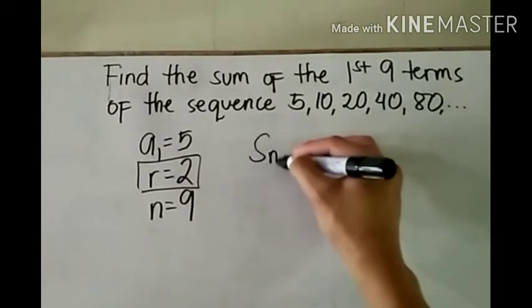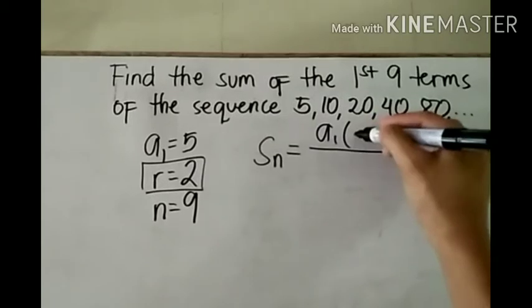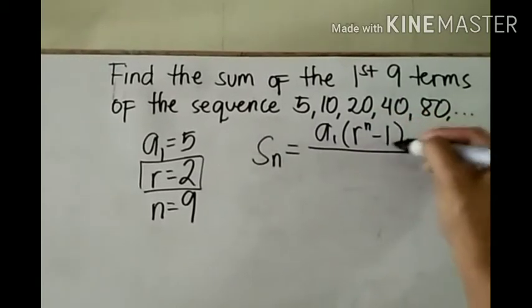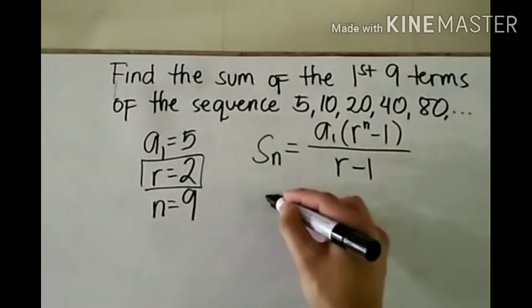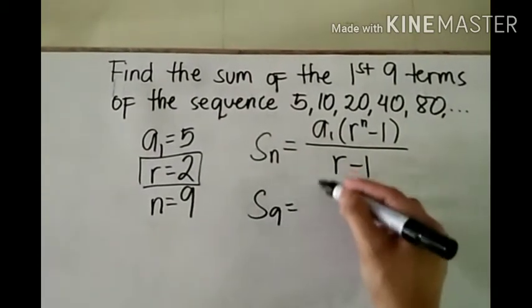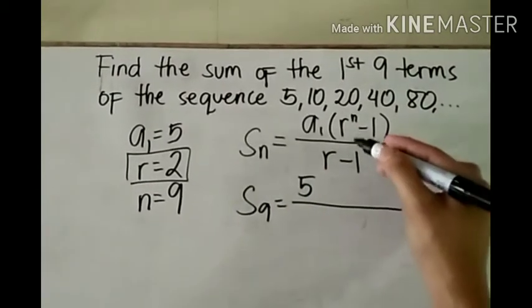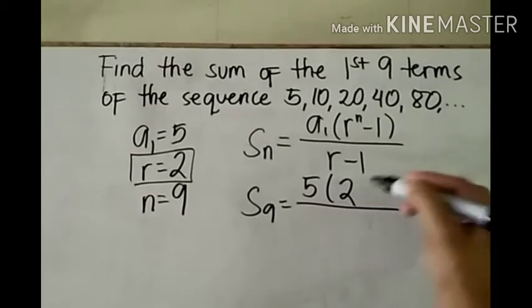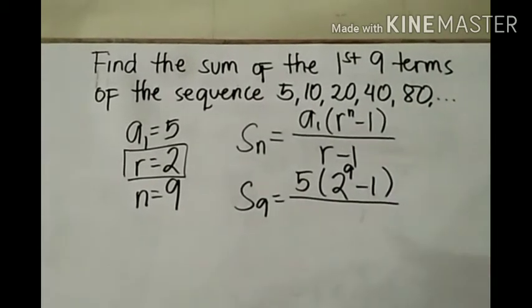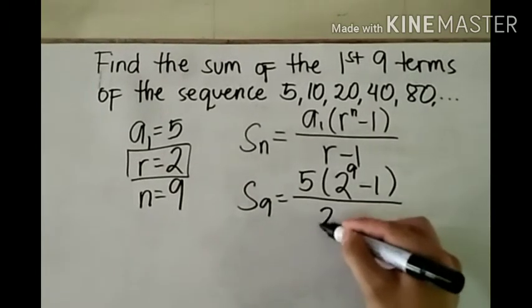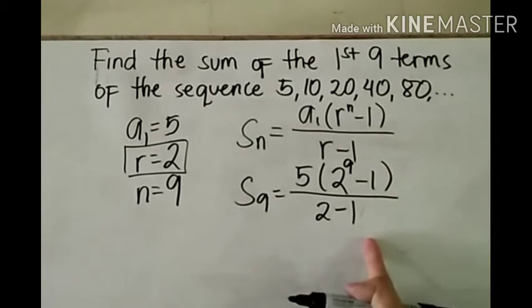We have here S sub n is equal to A sub 1 times R raised to n minus 1 all over R minus 1. Palitan lang natin n, gawin natin na 9. A sub 1 is 5. Yung R natin, 2. And then n is 9 minus 1 over 2 minus 1. Ano ang 2 minus 1? 2 minus 1 is equal to 1.